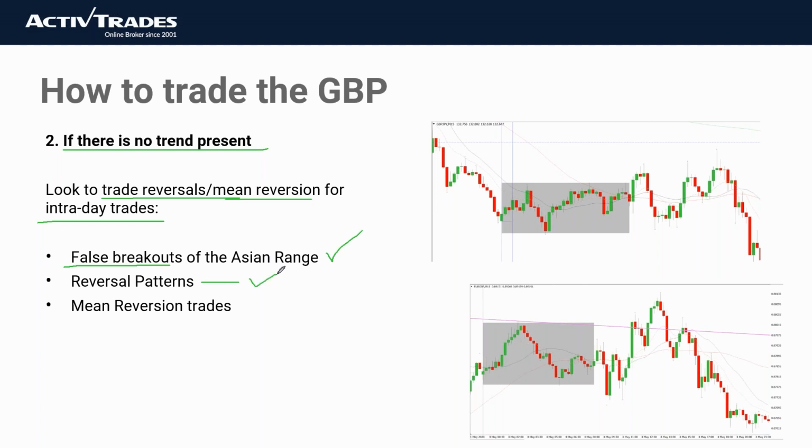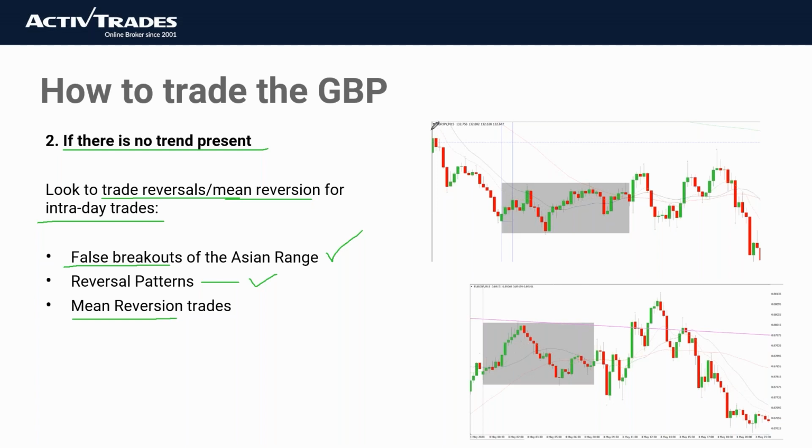Also looking for very simple reversal patterns. That could be something like a double top or a double bottom, or a triple top or a triple bottom, or even a head and shoulders pattern, or an inverse head and shoulders pattern. Then what I'm looking for is mean reversion, which basically means I'm expecting price to blow out of the Asian range and then come back into it.